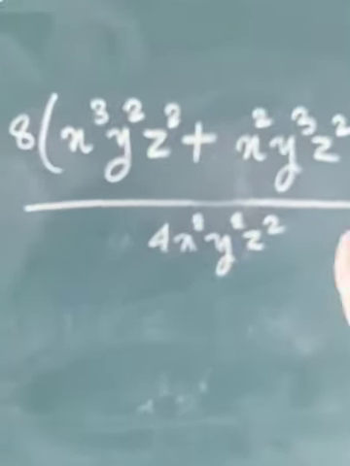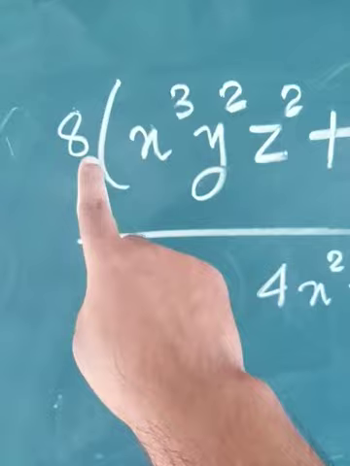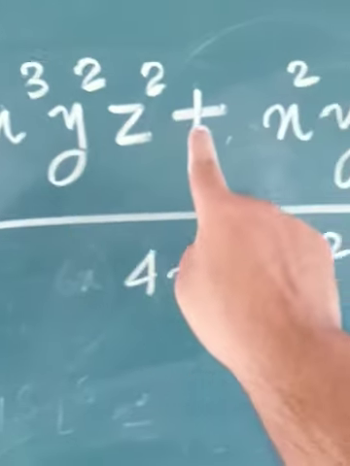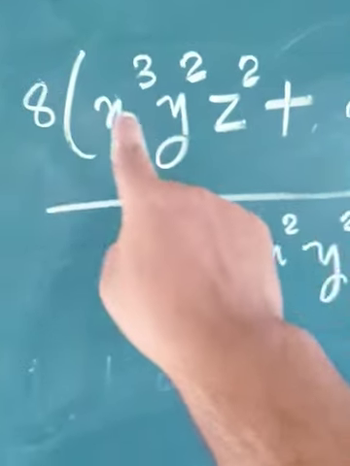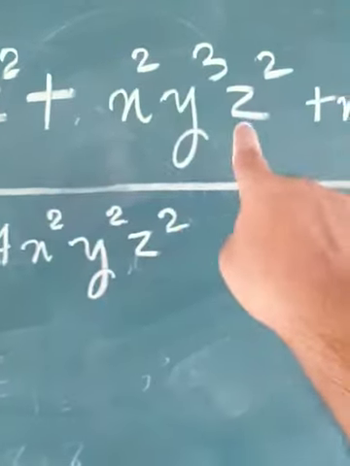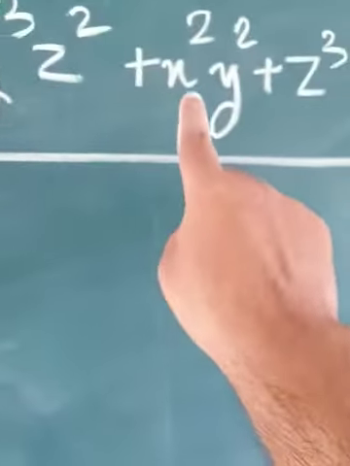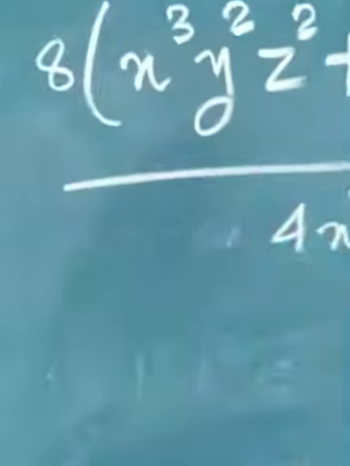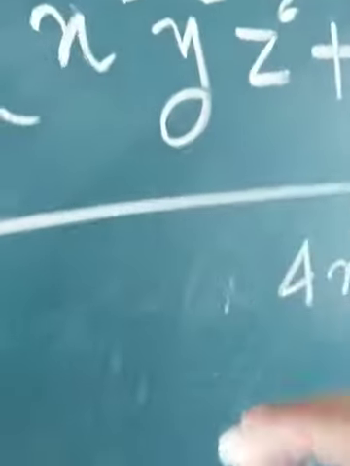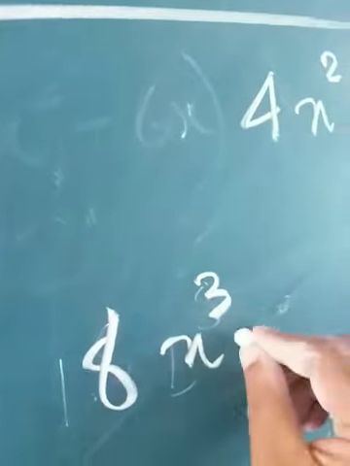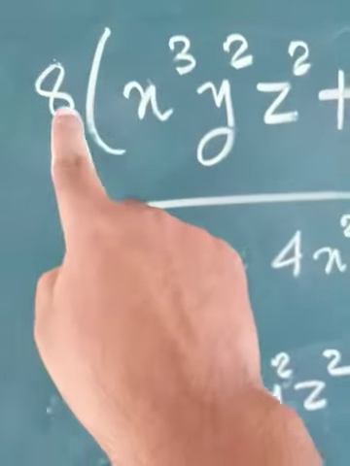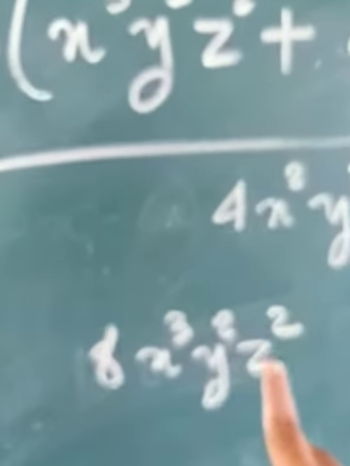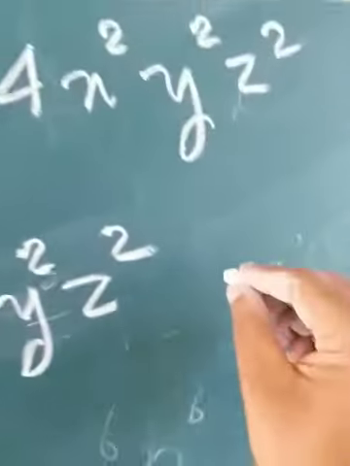Now the first thing that you will do is open the bracket, that is, you will multiply 8 with each and every term inside the bracket. Fine. That is, 8 will be multiplied with this term, 8 will be multiplied with this term, and 8 will be multiplied with this term. So if I multiply it, it will look like, see, 8 into this is 8x cube y square z square. If I multiply this with this, you will get an answer like this. There is a plus sign, so give a plus sign.